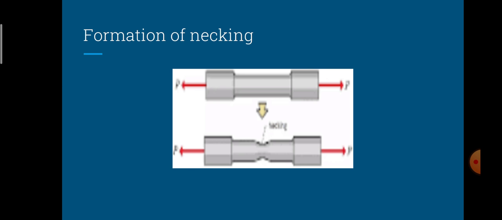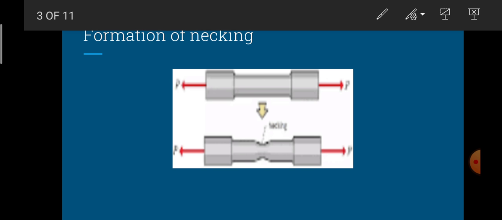So here you can observe, this is the first sketch. It represents the initial position, the initial view of the object before the application of load. And this is the sketch after the application of load, at the intermediate stage.